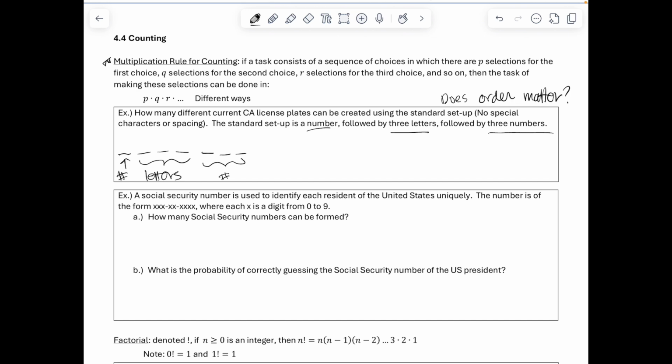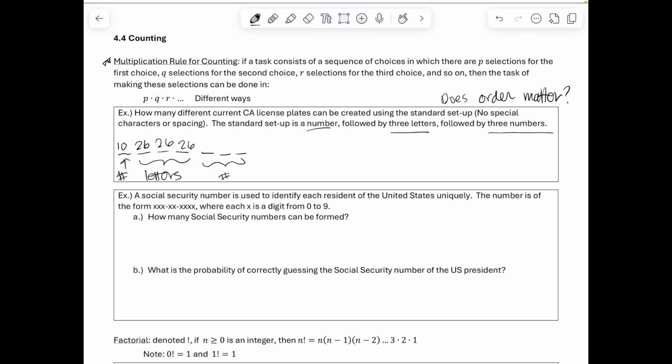So how many total numbers are there that could go in that first spot? 0 through 9 is going to give us 10 different possible values that could go there. And then how many letters do we have in the alphabet? In our English alphabet, we have 26. And letters can repeat. Just because the first letter was an A doesn't mean the second one cannot be an A. So there's 26 also possible values that could go here.